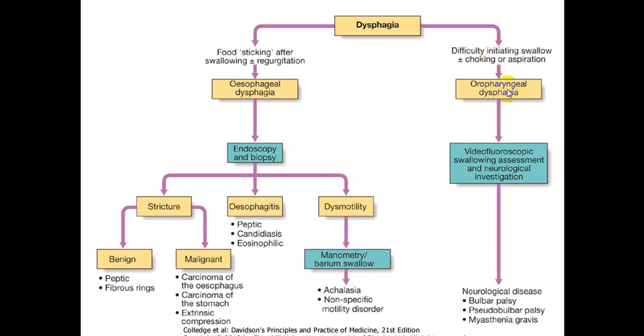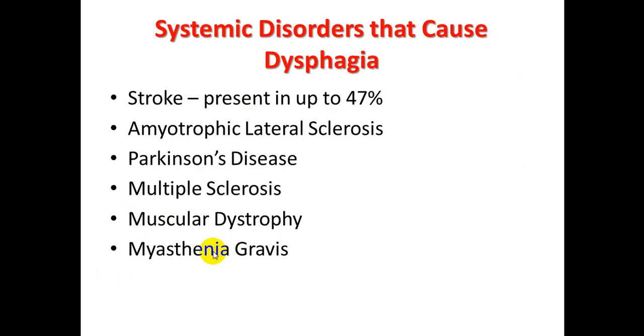We localize the site of pathology. We need video fluoroscopy, swallowing assessment, and neurological assessment to exclude bulbar palsy, lower motor neuron, pseudobulbar, upper motor neuron, myasthenia gravis. Dysphagia, food sticking after swallowing plus regurgitation. Esophageal dysphagia, need endoscopy, assess motility, manometry, achalasia. Esophagitis, peptic ulcer, candidiasis, eosinophilic infiltration. Stricture, benign, peptic ulcer, fibrosing or malignant, you should exclude malignancy.